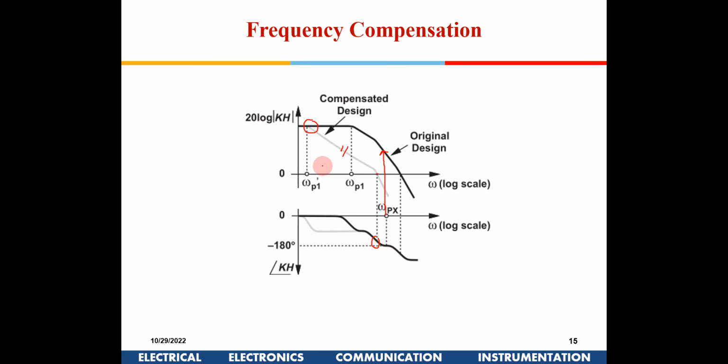Sir, what do you mean by dominant pole? Dominant pole means the one whose position on the frequency domain is closer to the origin, because that defines the overall gain. That is the one which has more effect on the gain.